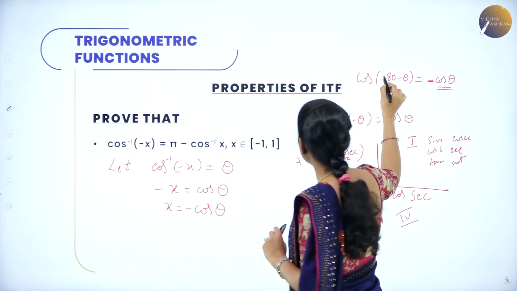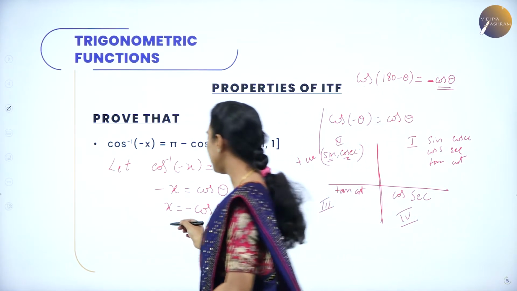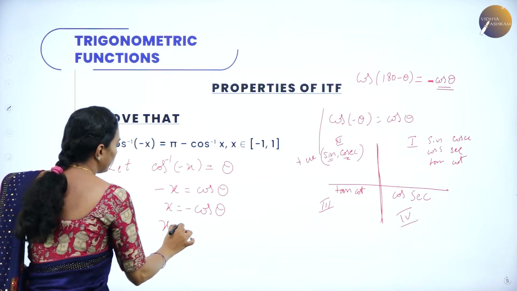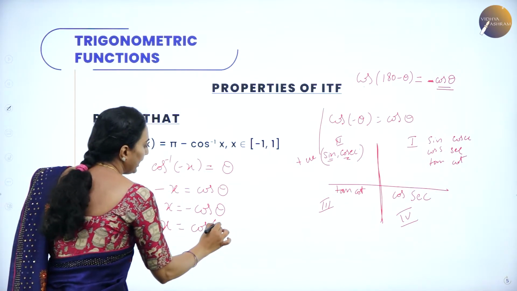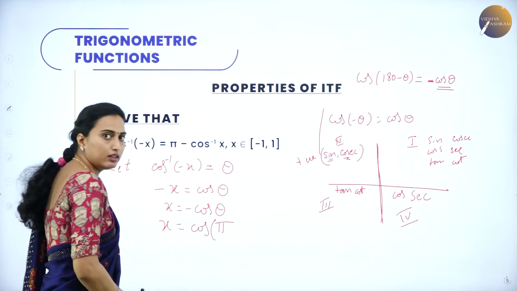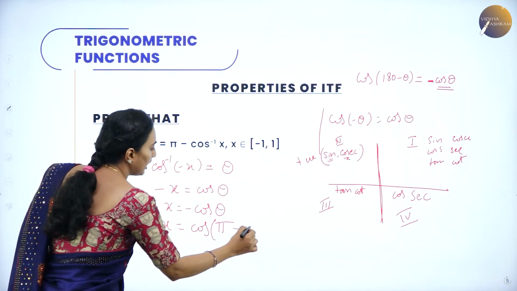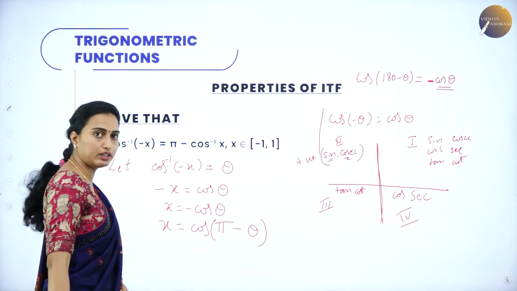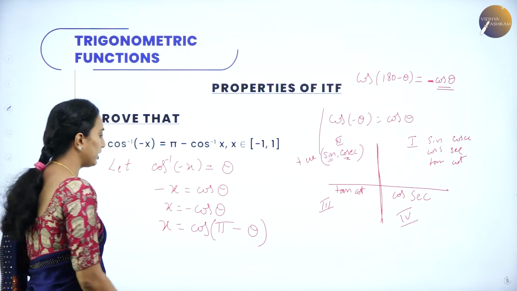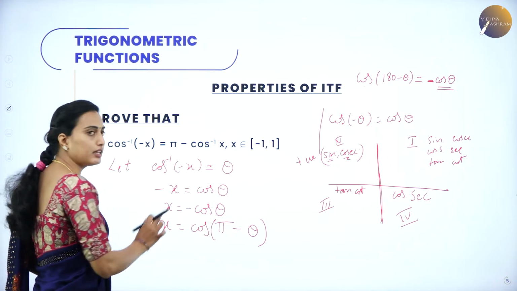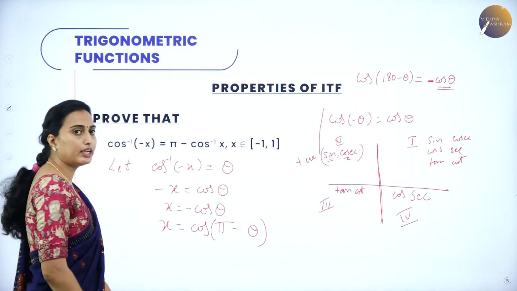What is 180 in the radian? In the radian, I can write it as x is equal to cos of 180, 180 means pi, isn't it? Minus theta. Are you getting this one? This is what you are going to have. Cos of 180 minus theta is minus cos theta. In the second quadrant, it will fall.